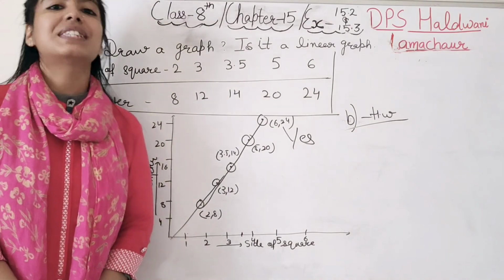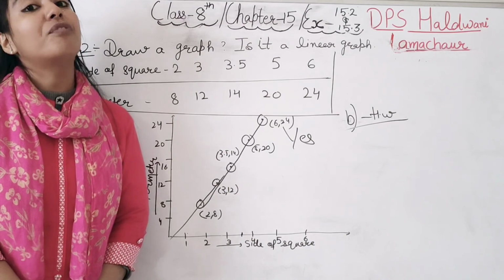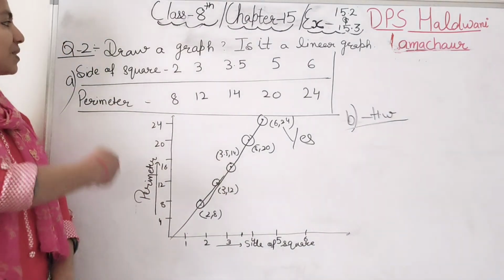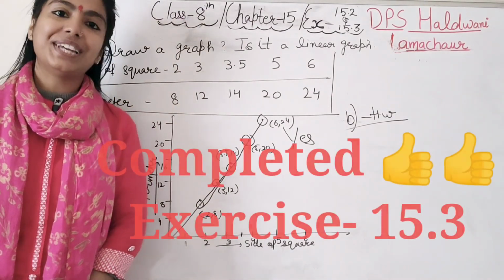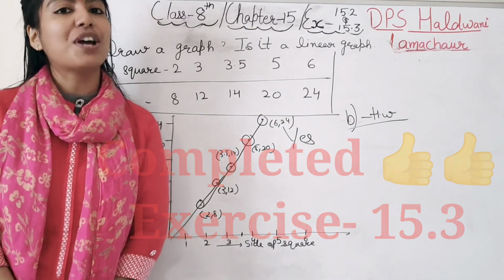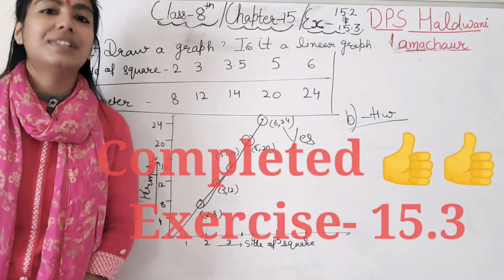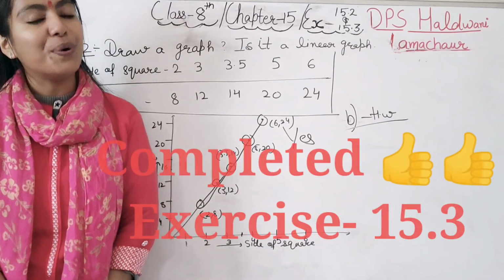So the exercises are very simple. All the questions are of the same kind, and in this exercise we have learned how to draw a graph with the help of coordinates. Right, student? So with this question number 2, we have completed our exercise 15.3 as well. We have completed chapter 15. So students, after completion of this, we'll take the test, we'll start the revision. So complete your work, your homework questions as well.